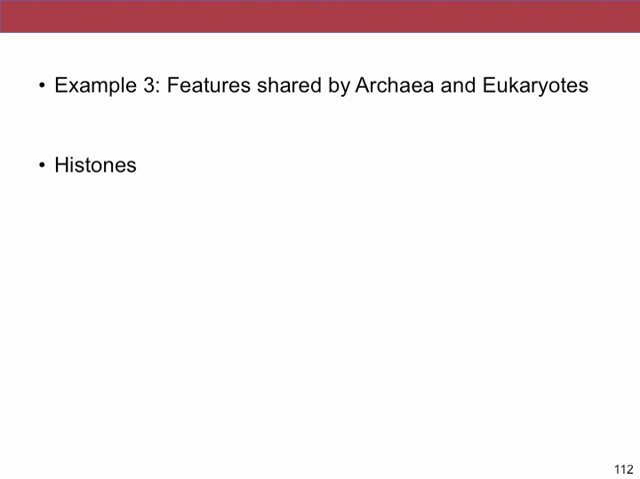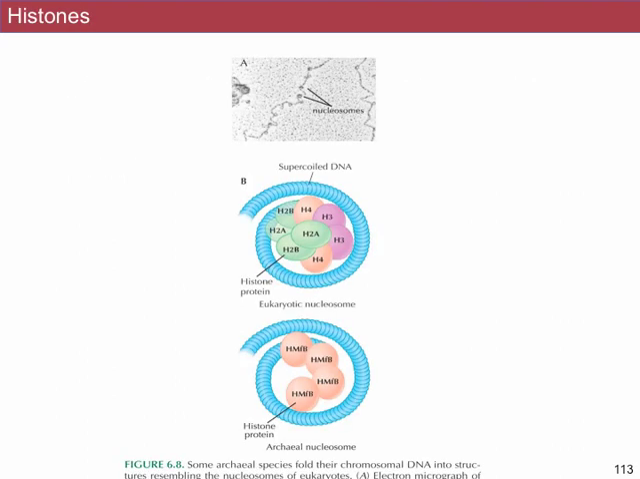So it turns out there are some features that are shared between archaea and eukaryotes. One of them is histones. In eukaryotes, you may be familiar with this, the DNA is packaged into chromosomes. The DNA is actually wrapped up into these bundles, and the bundles are wrapped up into coils of bundles. The wrapping is done by wrapping the DNA around proteins called histones. And even though people thought that histones were a hallmark feature of eukaryotes, they have been found in archaea.